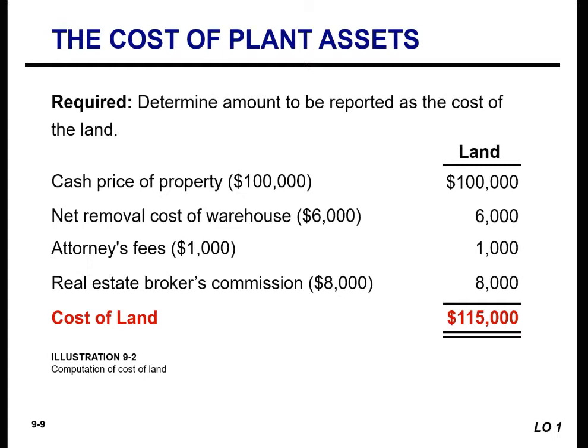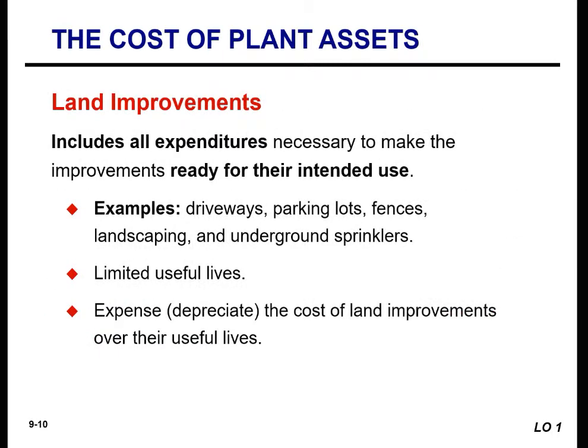Next, let's move from the land to what's called land improvements. Land improvements are structural additions that are made to the land, like driveways, parking lots, fences, landscaping, underground sprinklers. Land improvements include all expenditures necessary to make their improvements ready for their intended use. The cost of a new company parking lot includes the amount paid for paving, fencing, and lighting that parking lot. The total of all those costs would be debited to the land improvements account.